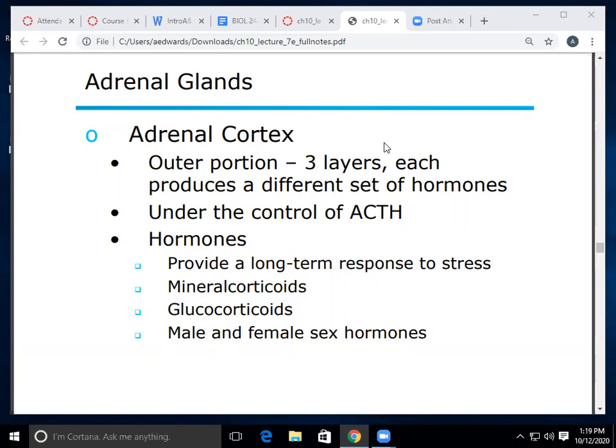All right, it also provides mineralocorticoids and glucocorticoids, and you'll find the hormones of the adrenal cortex also include female sex or male sex hormones. Okay, and I just want to make clear it says under control of ACTH. If you remember, that was one of those hormones of the anterior pituitary. So the anterior pituitary here is stimulating or controlling the adrenal gland.